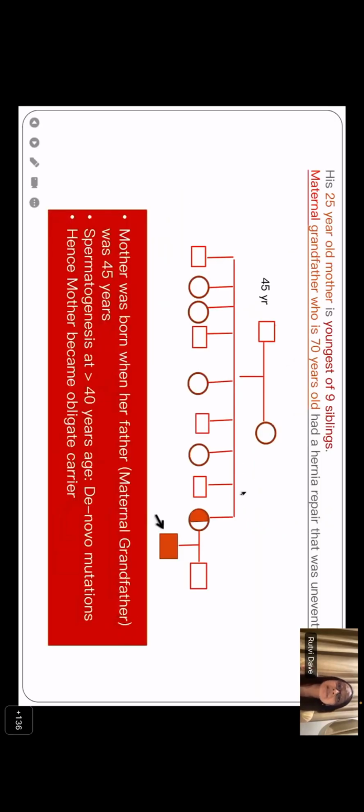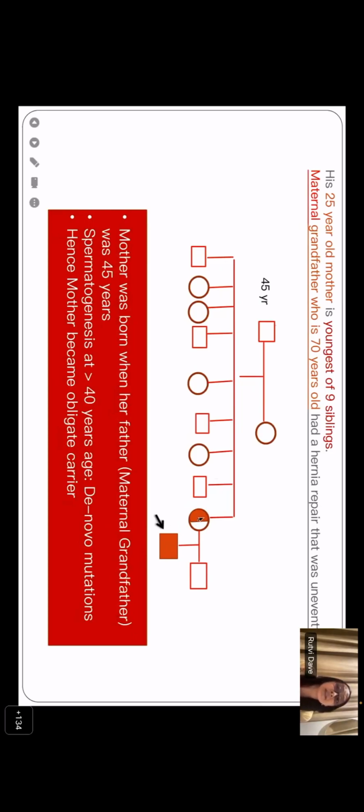So what is the reason behind these de novo mutations? If you go back and see the history, the 25-year-old mother is the youngest of the 9 siblings, and the maternal grandfather, that means mother's father, is now 70 years old. So now this means that if you look at this family tree, and the arrow here shows our patient, the mother is possibly the carrier.